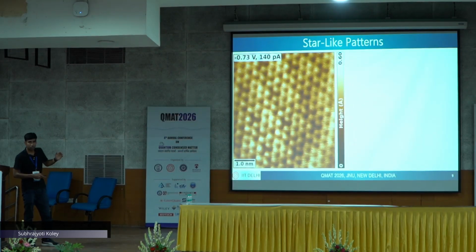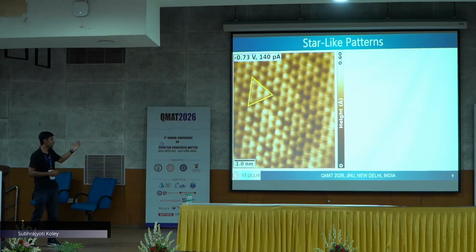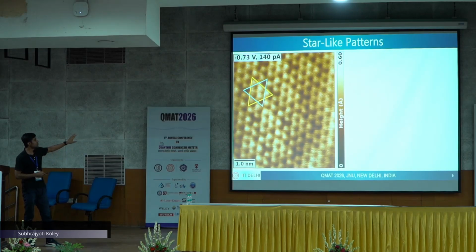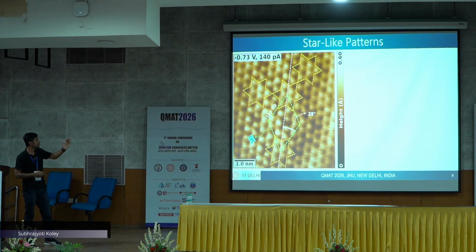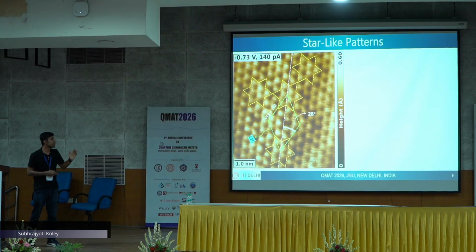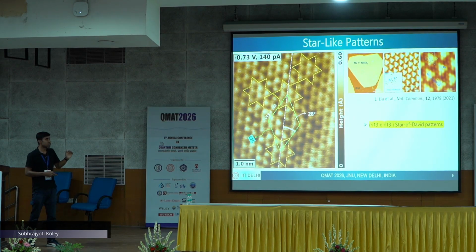Now if we go to another part of the crystal, there we are getting some triangular structure on the surface. But after careful analysis, we found that this is forming some star-like pattern. When we tried to measure the distance between the stars, we found it is just √13 times the lattice constant. It also makes an angle of 28 degrees with the lattice direction. And this is the well-known Star of David pattern, and some data has already been reported.